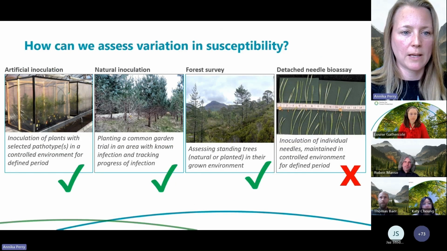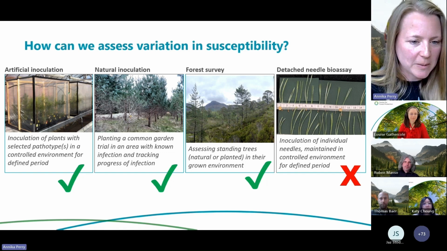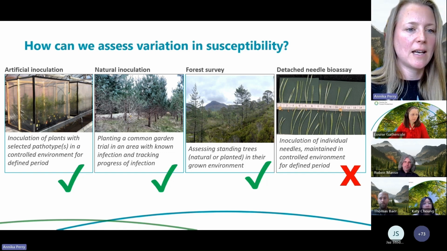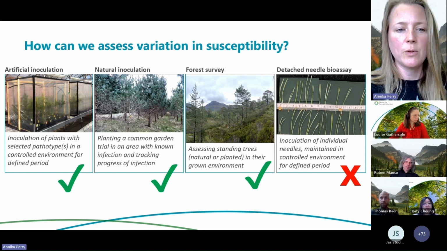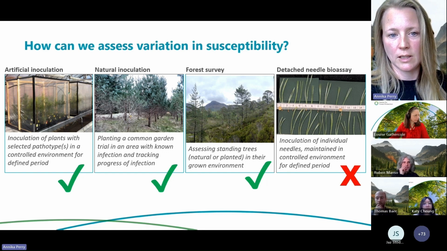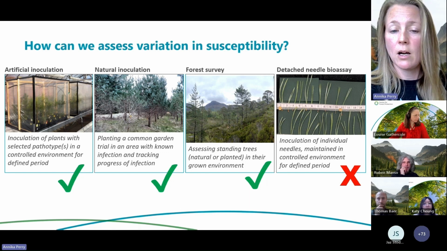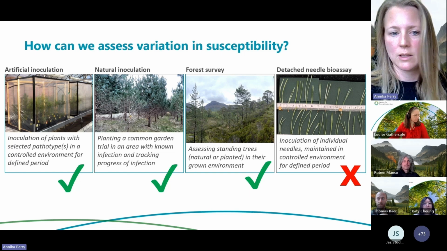So when comparing the different methods, you can see here that, sorry, it's not done the animation as I wanted it to, but anyway, I think it's fine. If we simplify everything, there's a lot of differences in terms of the experimental design and in terms of the practicalities. But if we just take 2 of them, we've got host variation. You can control the host variation that you're analysing in artificial and natural inoculations. You really can't in a forest survey. It's just whatever happens to be planted there. But in detached needle bioassays, again, you can select which of the trees are going to be included.